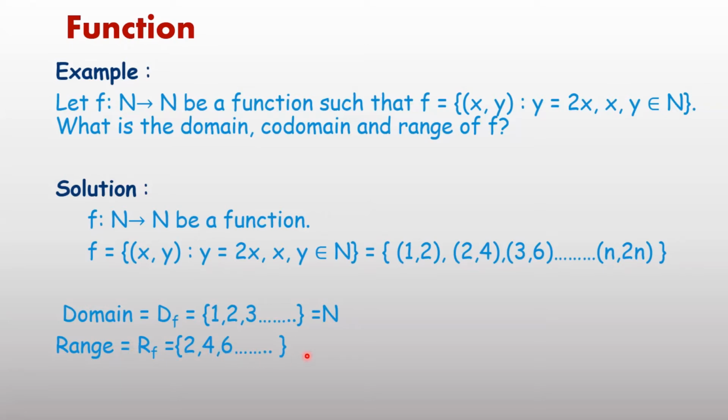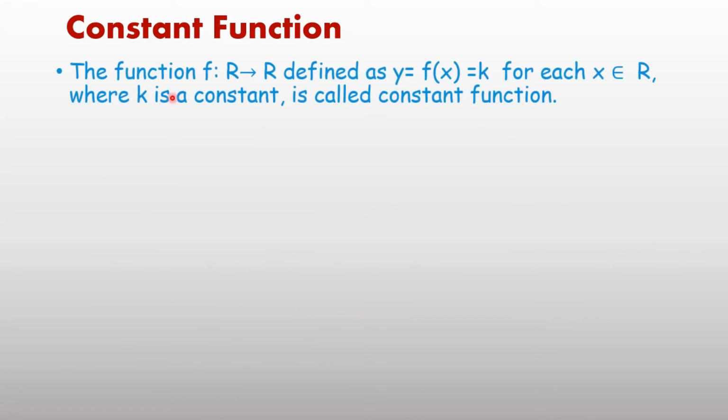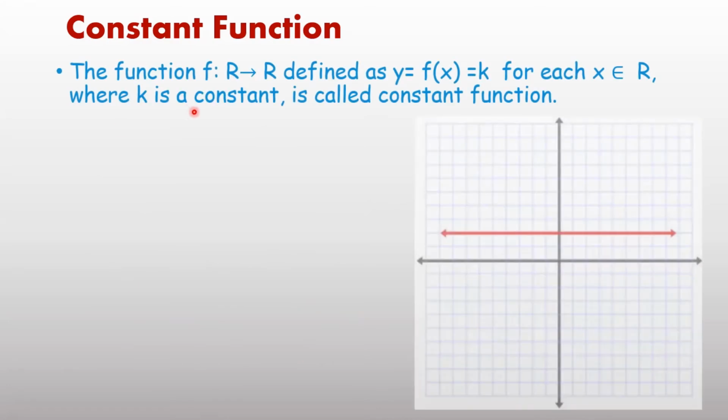That's the process to find domain, codomain, and range. I hope it is clear in this example. Now next, some functions. One is the constant function. F is R to R. It is known as a real function.